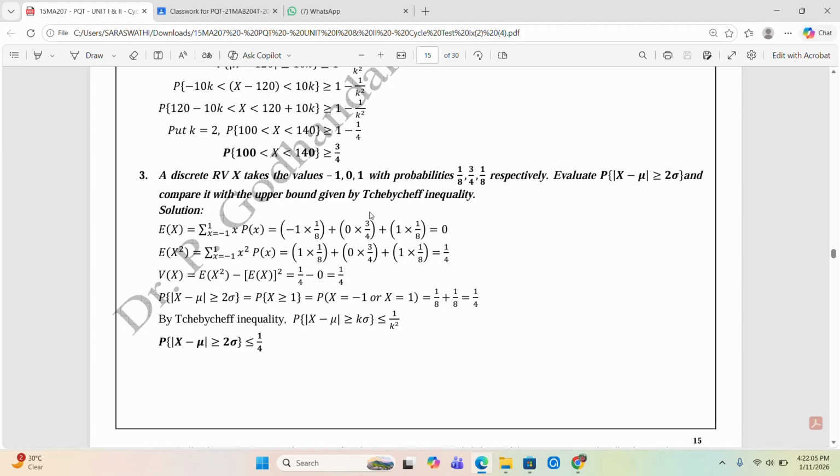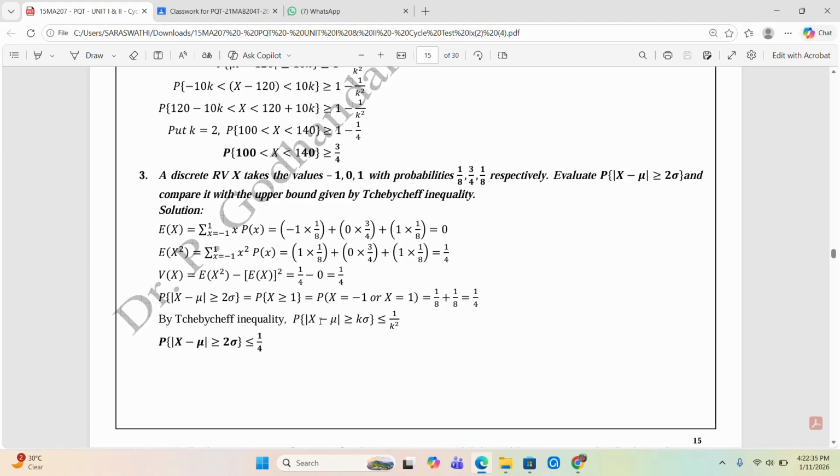So this is for the discrete random variable. For modulus of x greater than or equal to 1, we can take x equal to minus 1 or x equal to plus 1. Already we have the probability for x equal to minus 1, P of x is equal to 1 by 8. And also for x equal to 1, we have the probability equal to 1 by 8. So 1 by 8 plus 1 by 8 is equal to 1 by 4.